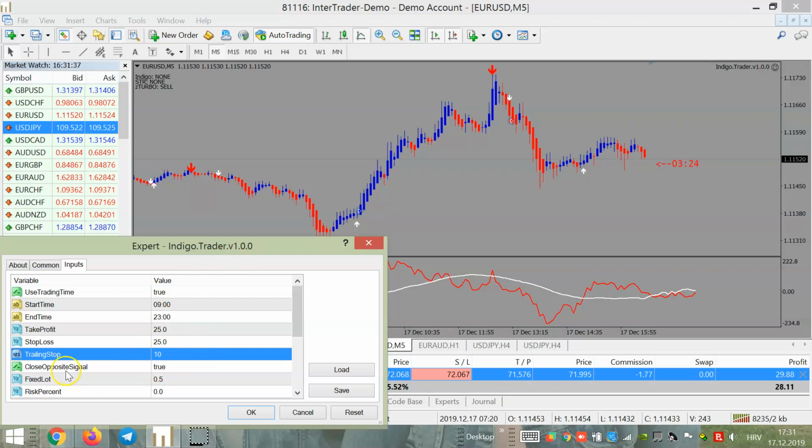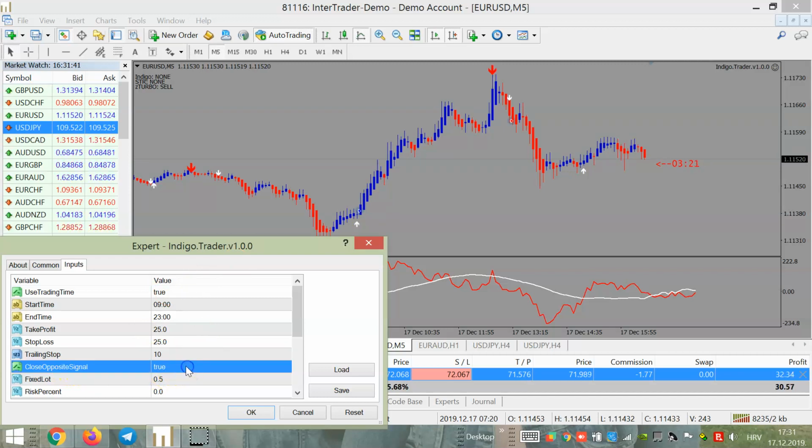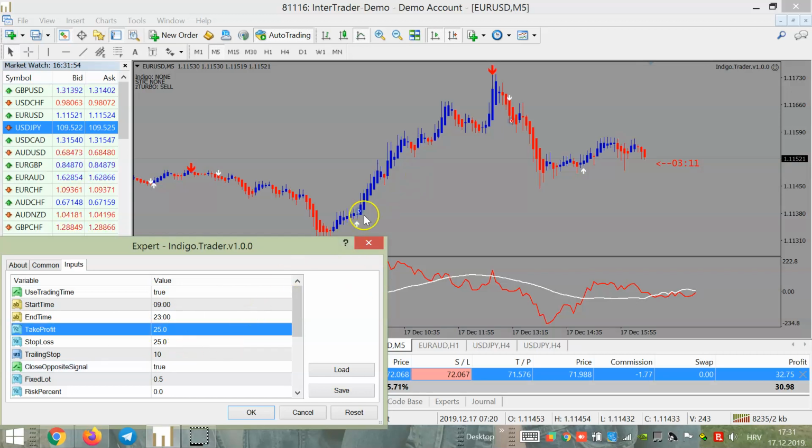So if you don't want the opposite signal function, you can put it to false, and it will never activate. So only the take profit and stop loss numbers will be activated.